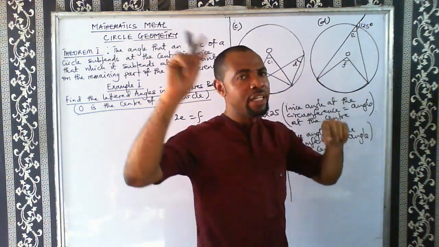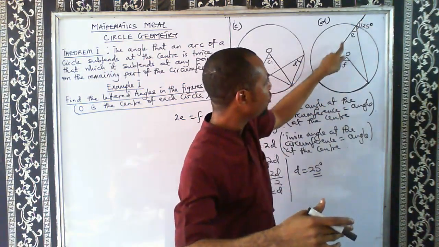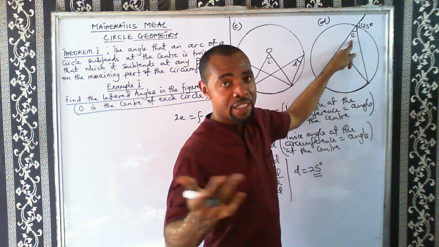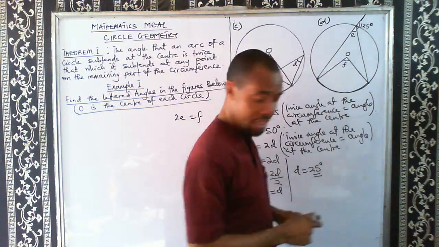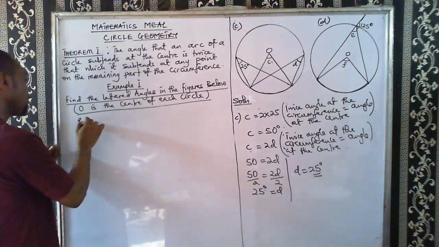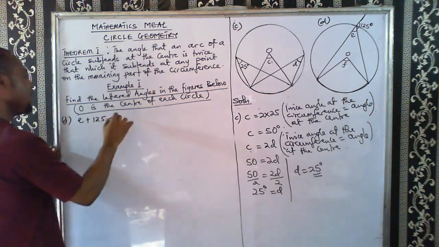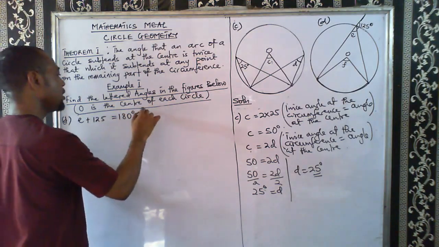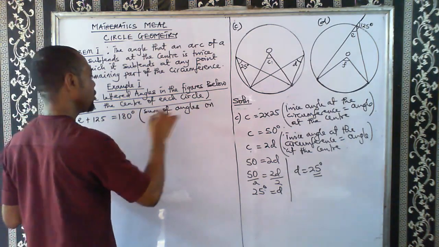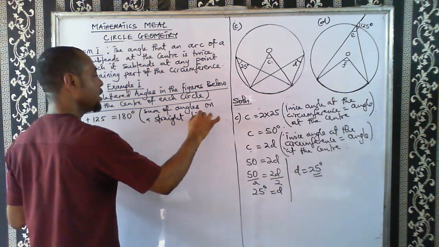So that you apply the knowledge of plane geometry: adjacent angles on a straight line. This is a straight line. Adjacent angles on a straight line is what? 180. The sum of adjacent angles on a straight line is 180. So that's the first thing I have to do. First I will say that E plus 125 is equal to 180 degrees. Reason: sum of adjacent angles on a straight line. That's the reason for saying this.